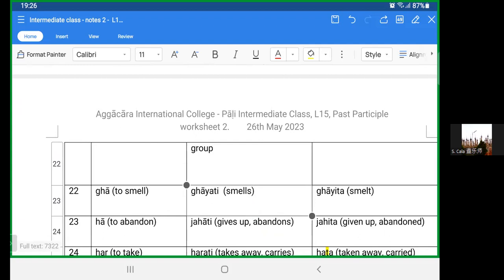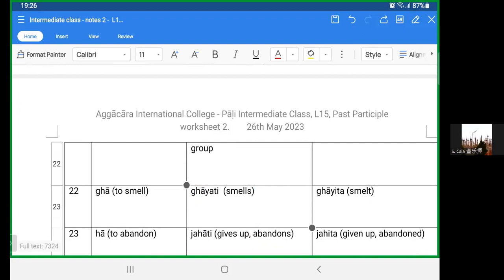Okay. Wong, can you try? Let me unmute. Yes, we can hear you now. Okay, Wong, thank you. The root is ga. GH long A. I think this one is gayati, plus ya. Ya is the conjugation sign for Group 3. So it's Group 3, gayati. Okay, good.